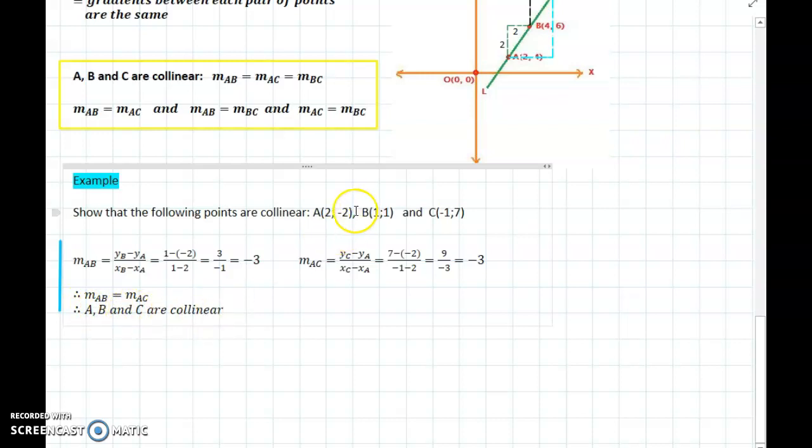Now, I could have taken, as I said earlier on, BC and worked out that gradient. And if I just do it, it will be 7 minus 1 is 6, and minus 1 minus 2 gives you minus 3... 6 divided by minus 3 would give you minus 2. So we could have also taken that pair there as well. So to prove points are collinear, you take any pair of points, and you take another pair of points, and you show that they are the same gradient, meaning that they will be lying on the same straight line.